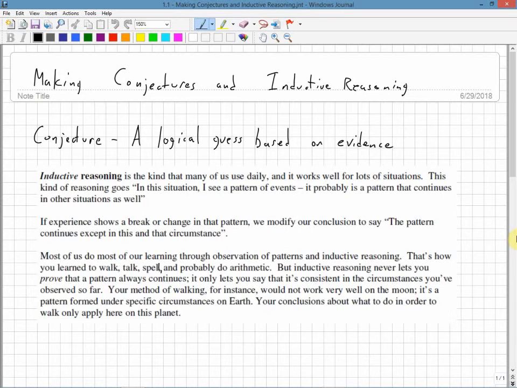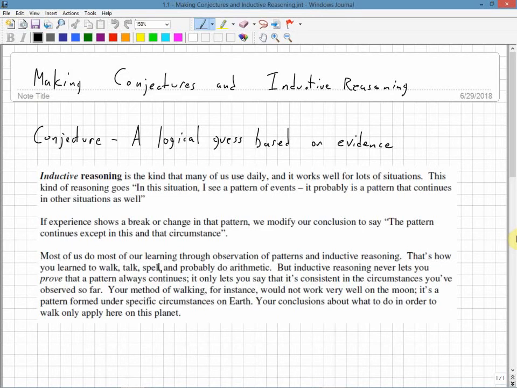So you basically say, you know what, I think this is going to happen every time. I see that it's a pattern. Oh, wait, I see something that doesn't work. Therefore, it doesn't work here. Most of us do most of our learning through observation of patterns and inductive reasoning. That's how you learn to walk, talk, spell, and probably do arithmetic, so you see patterns.